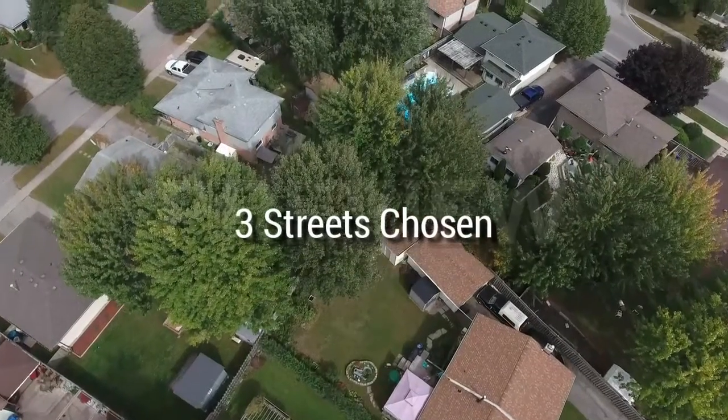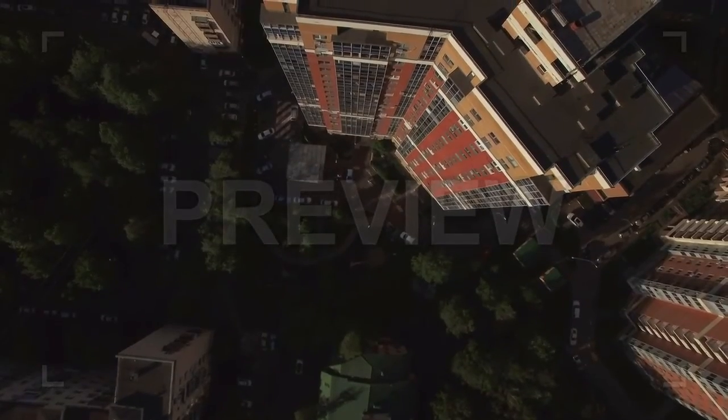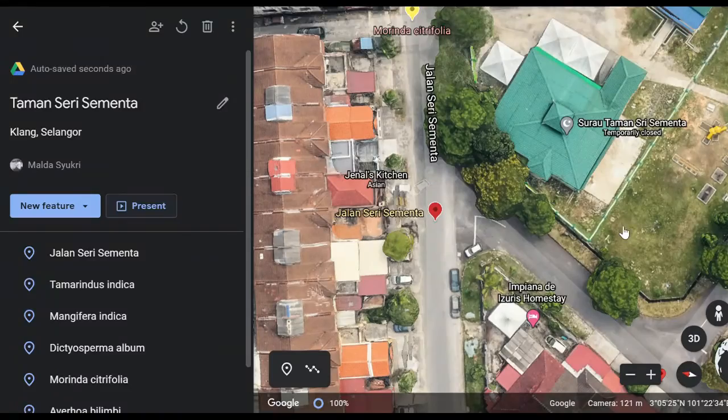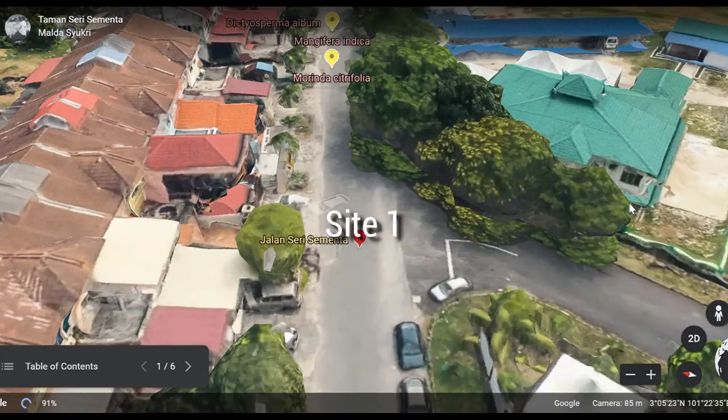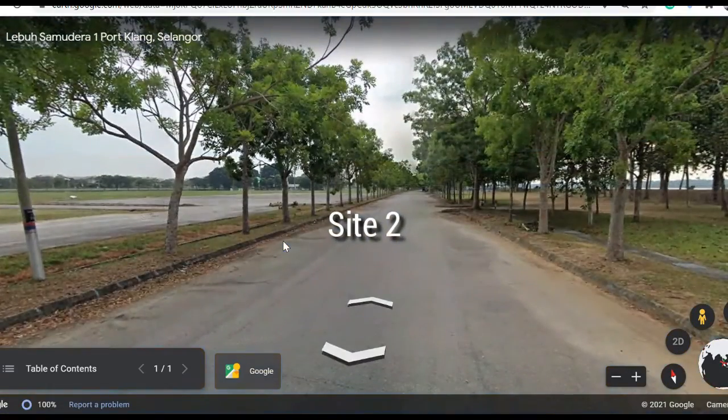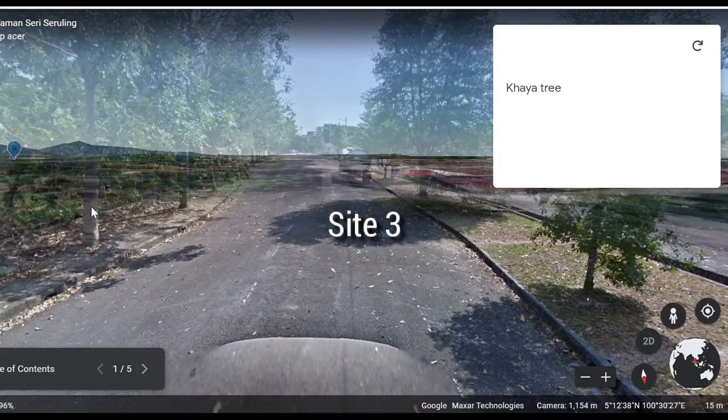We had chosen three streets that cover two different states in Malaysia, which are Selangor and Pulau Pinang. Street 1 is in Taman Seri Sementa, Kelang, Selangor. The evaluation takes place in Jalan Seri Sementa. Street 2 is in Laguna Park, and the last street is in Pulau Pinang, which is Taman Seri Seruling.